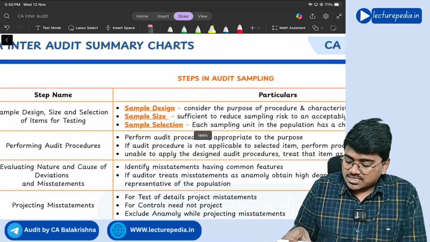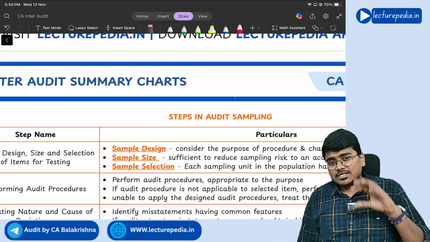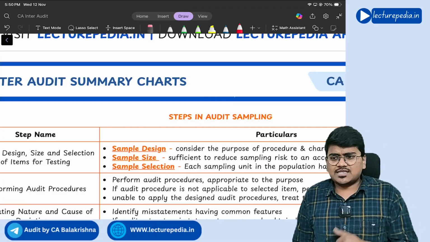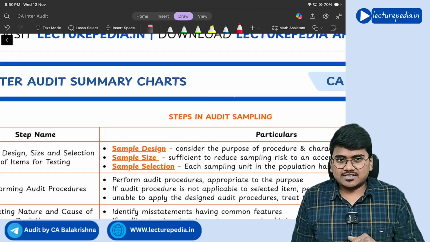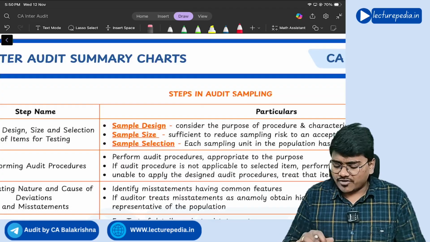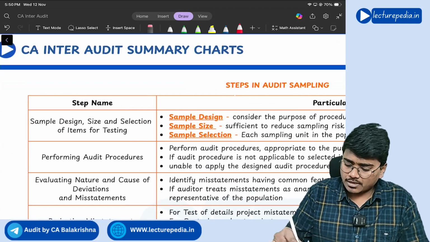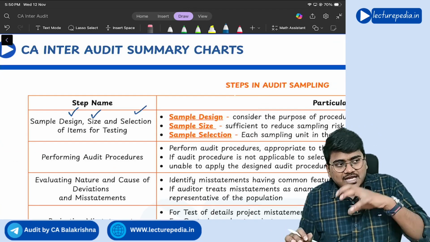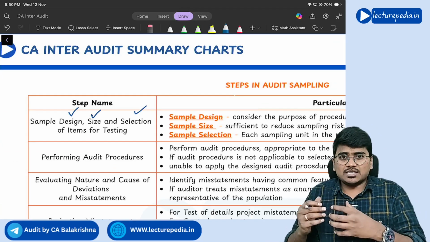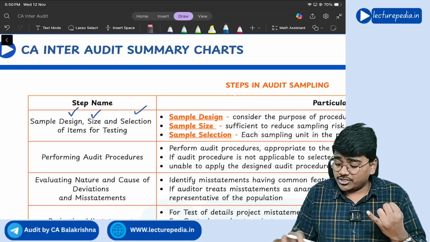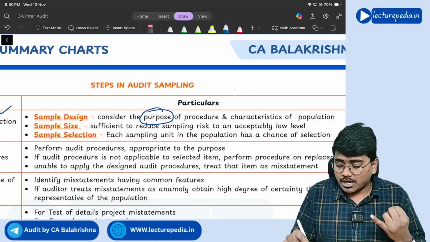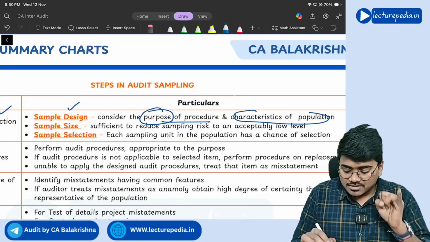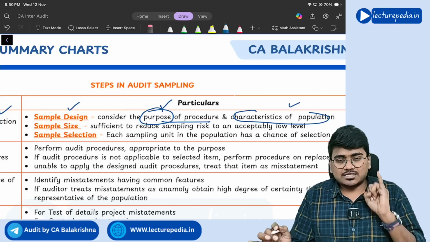Next, moving to steps in audit sampling. There are 5 steps in applying audit sampling. Once we discuss these 5 steps, this standard gets completed. Let us see the 5 steps. The first step is sample design, size and selection. While designing the sample, you have to consider the purpose for which you are making the sample: the purpose of the procedure and the characteristics of the population. So in designing the sample, you need to consider these 2 things.